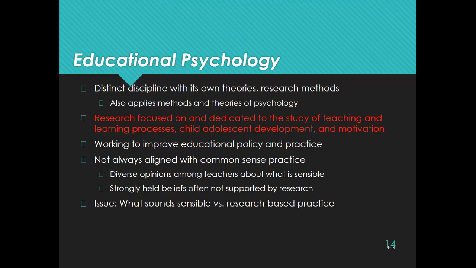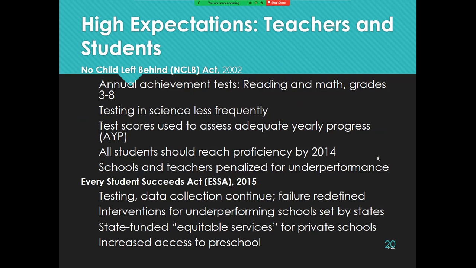So educational psychology really focuses on what you see in red there. It's research focused on and dedicated to the study of teaching and learning processes, child-adolescent development, and motivation. And educational psychology has a very specific goal. The goal of this whole discipline is to improve educational policy and practice. And it's that policy piece we are going to spend some time reading today, and where educational psychology is super important right now is in policy. And when we say policy, what we're talking about is law.